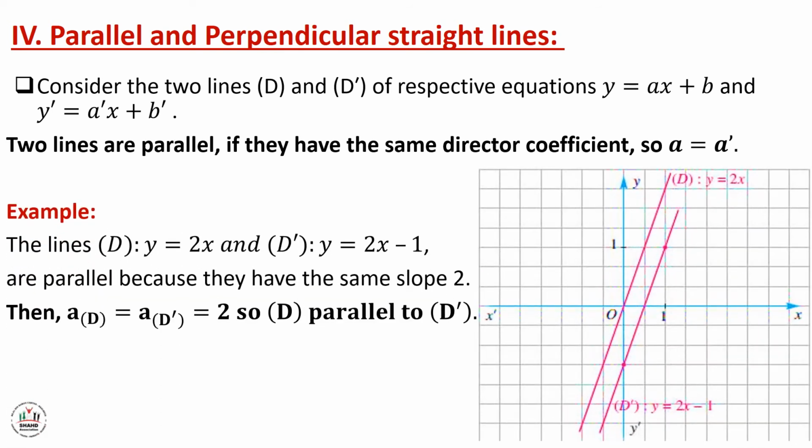Here we have an example. The lines D and D prime with the respective equations y = 2x and y = 2x - 1 are parallel because they have the same slope, regardless of the value of the y-intercept. We don't look at the y-intercept. The line D is a line passing through the origin O with y-intercept equal to 0, and D prime is a line with y-intercept equal to -1. But these two lines are still parallel to each other.